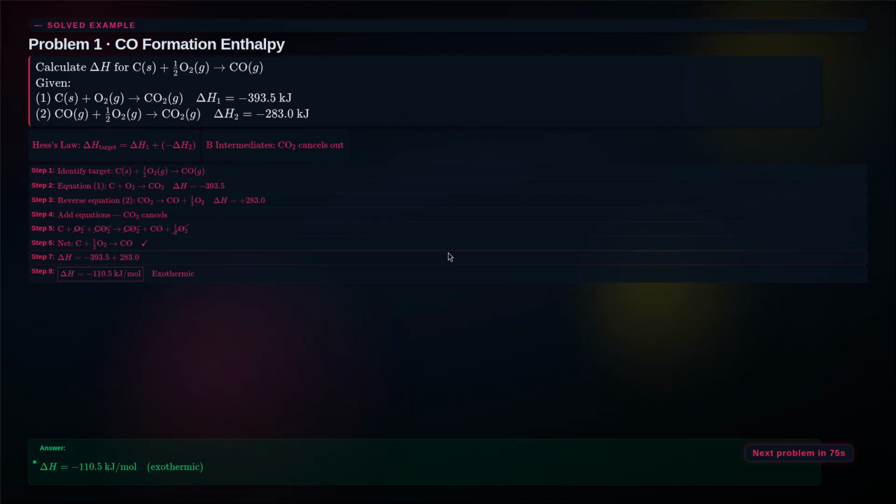CO2 produces CO plus half O2, delta H equals plus 283.0 kilojoules. Step 3. Add the two equations. Carbon plus O2 plus CO2 on the left, CO2 plus CO plus half O2 on the right. Cancel CO2 and the extra half O2. Step 4. Add the enthalpies. Negative 393.5 plus 283.0 equals negative 110.5 kilojoules per mole. The formation of CO is exothermic.